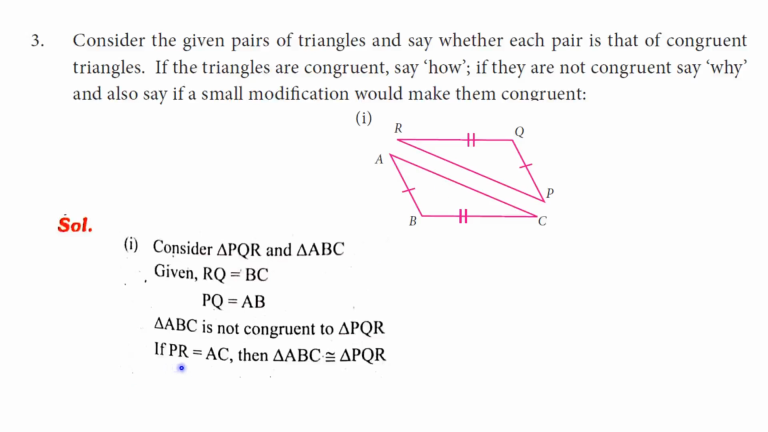If PR is equal to AC, suppose PR and AC are equal, then we can say this triangle ABC is congruent to triangle PQR. This is the answer for this sum.